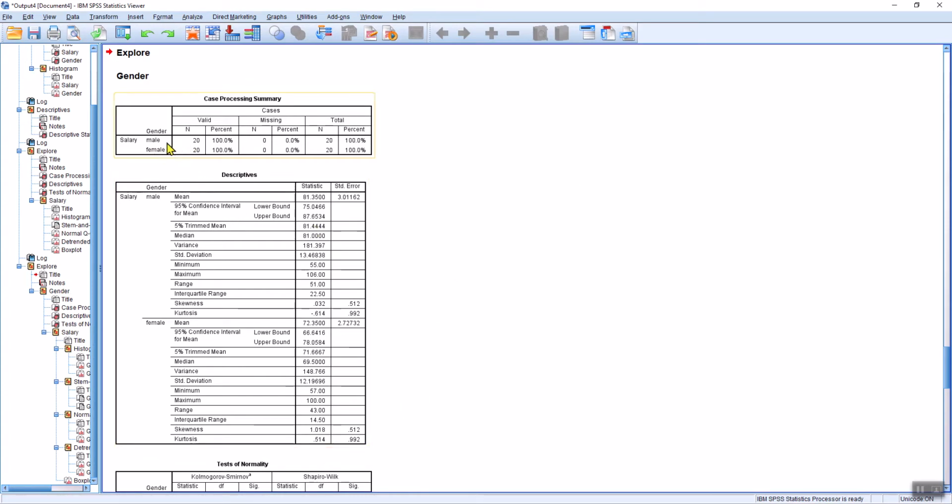You can see that in this very basic table of the frequencies, the percentage for each group, it's broken them up by male and female. We've got 20 in each group. And here we see that the male mean is 81.35. That's the salary in thousands. So it's $81,350 per year. Whereas for the females, it's $72,350. So the females, on average, are making $9,000 less per year.